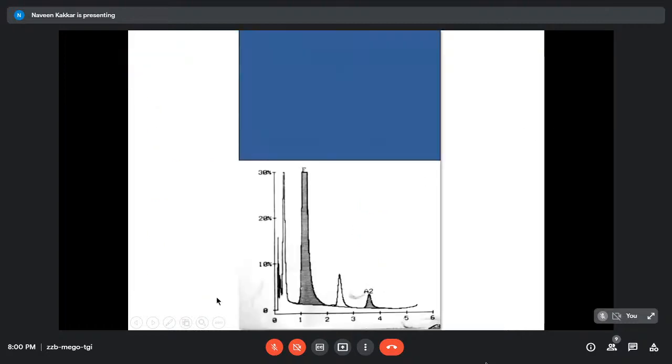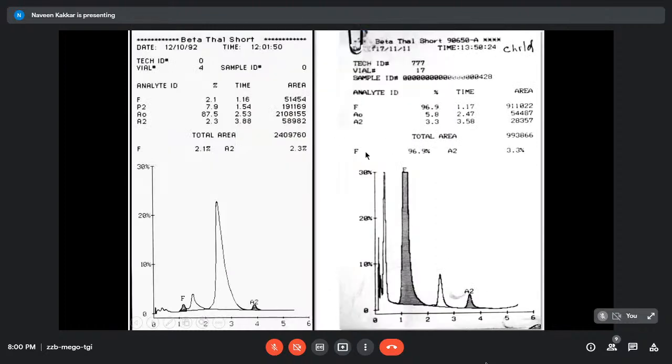So what do we have here on the chromatogram? This is the area for our normal A. It is markedly down. Remember the shaded ones are going to be F and A2 on this chromatogram. So A2 seems normal and F seems to be markedly raised. So it confirms your diagnosis of beta thal major, and your fetal hemoglobin is almost 97% here. Your A is 5.8, markedly down, and A2 is 3.3.